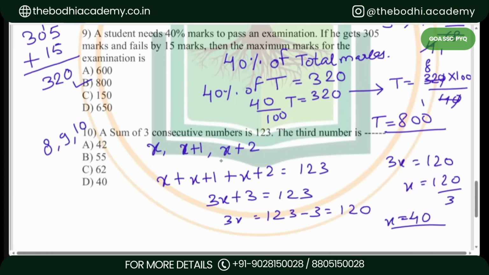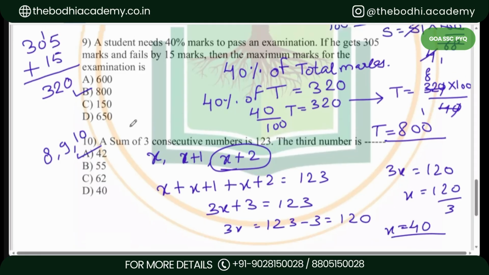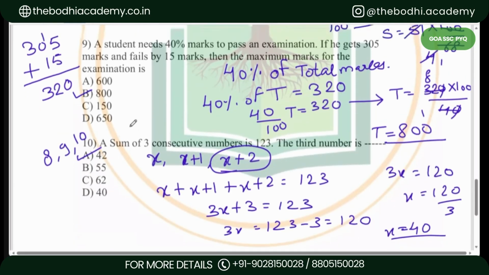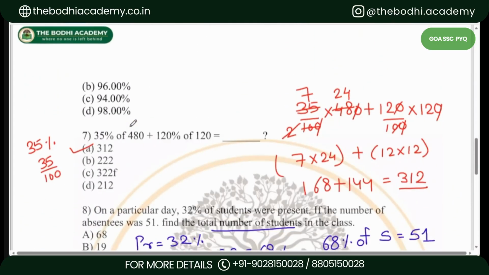We have to find the third number, which is x plus 2. x plus 2 is 40 plus 2, so the answer will be 42. This is the way you have to solve the question if any question comes with consecutive numbers. Okay, now let us move to other questions.